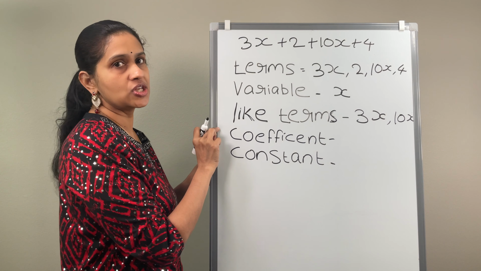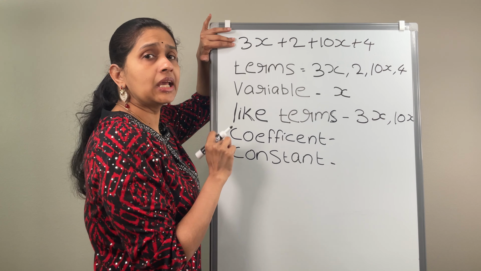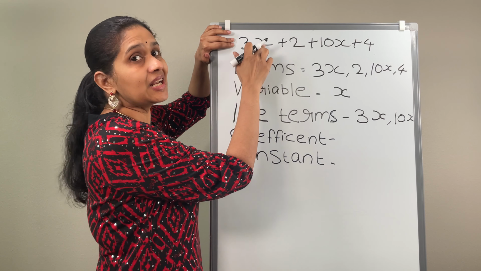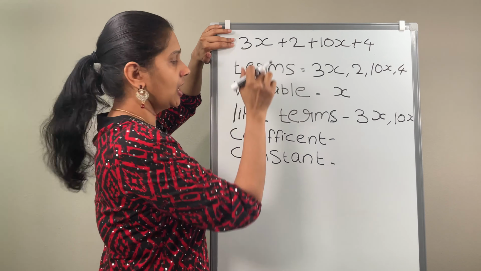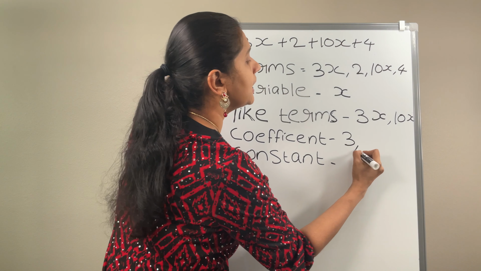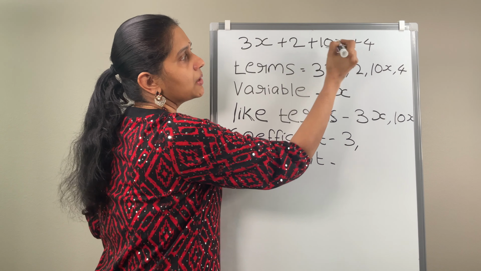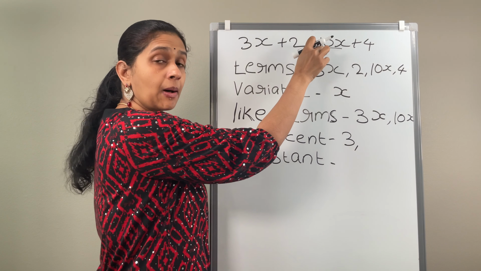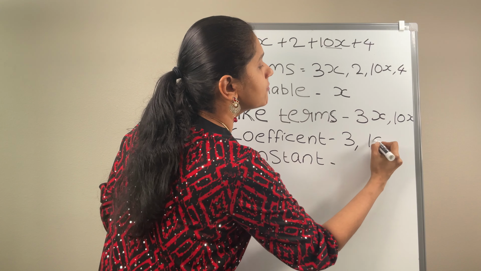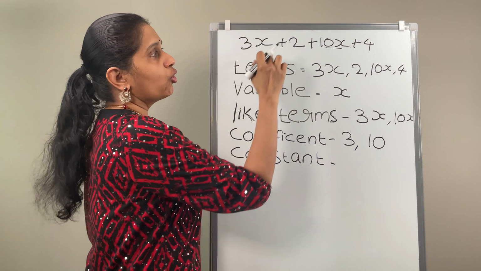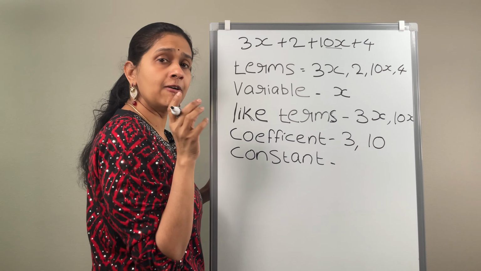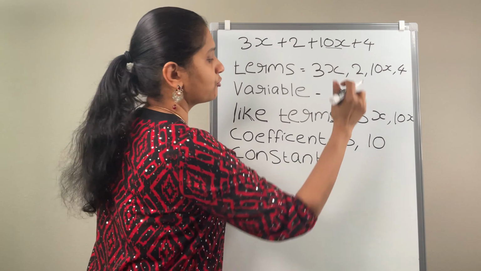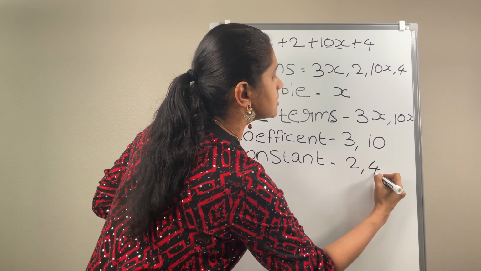What about the coefficients? Coefficients are the numerical part of a variable term. Here consider 3x. It has a numerical factor 3, which means the coefficient is going to be 3. Similarly, consider 10x. It has the number 10 associated with it. So, the coefficient is going to be 10. What about 2 and 4? They don't have a variable associated with them. So, they don't have a coefficient. 2 and 4 are called the constants.